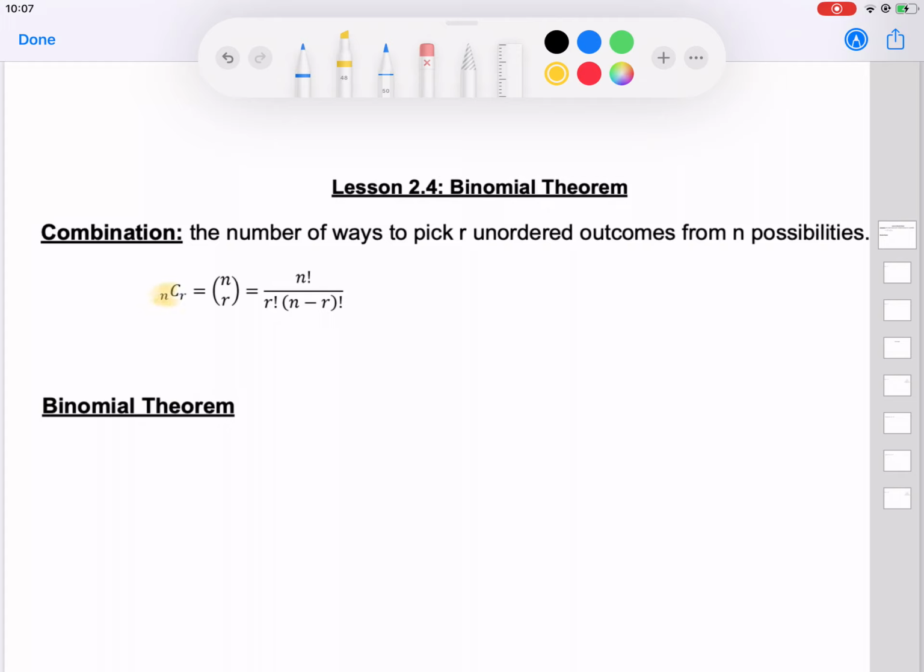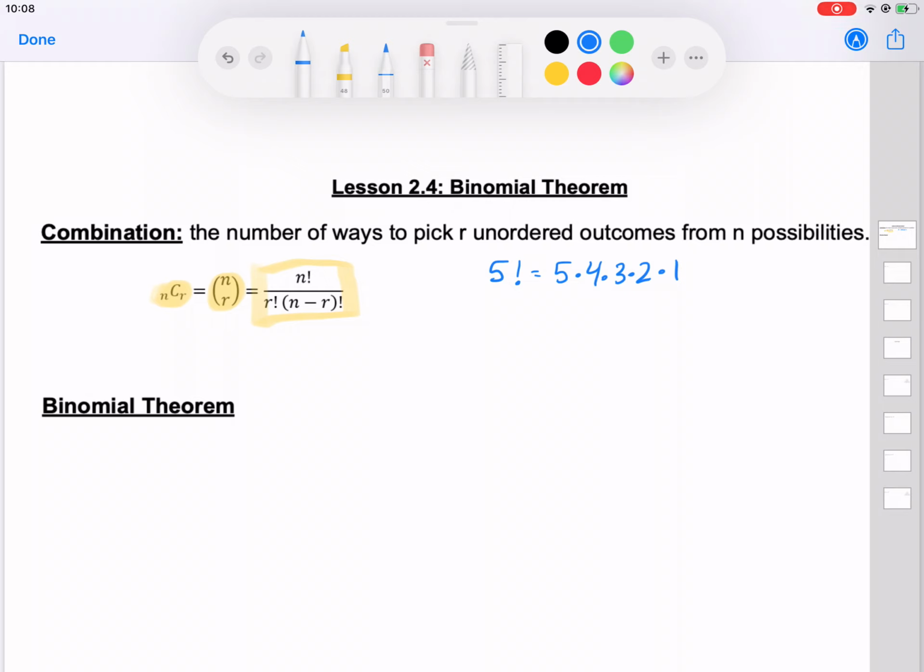So combinations are written either like this, n choose r, or n choose r this way. But the formula, regardless of how it's written, is n factorial over r factorial times n minus r factorial. Just as a note, a factorial just means that you're going to multiply that number by all of the whole numbers after it all the way down to 1. So 5 factorial would be 5 times 4 times 3 times 2 times 1. 10 factorial would be 10 times 9 times 8 times 7 times 6 times 5 times 4 times 3 times 2 times 1, and so on.